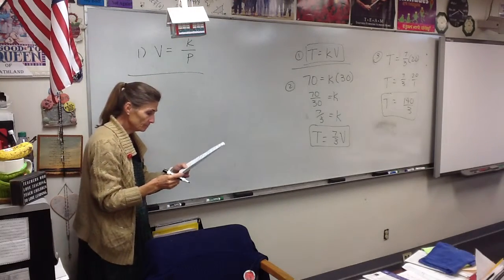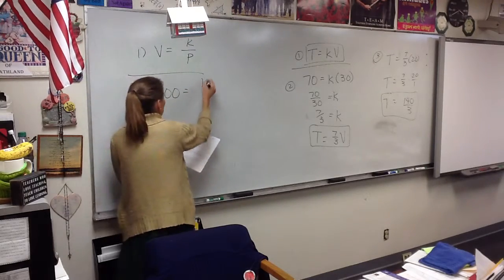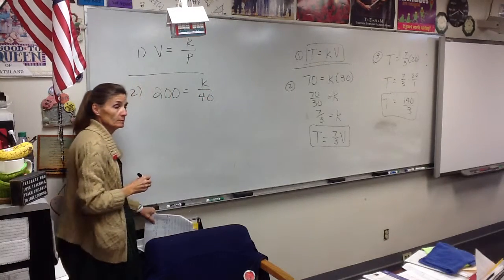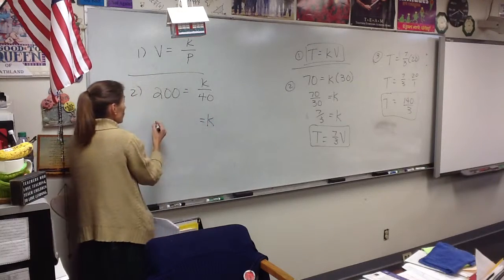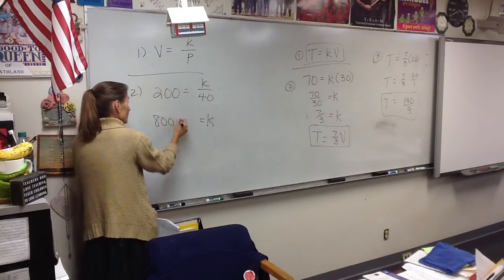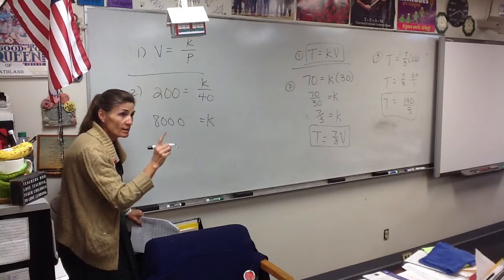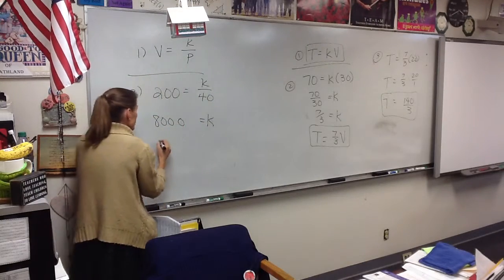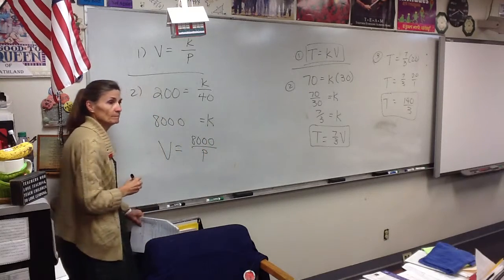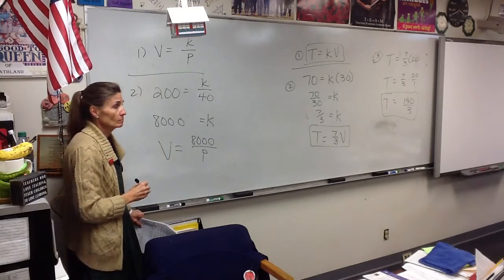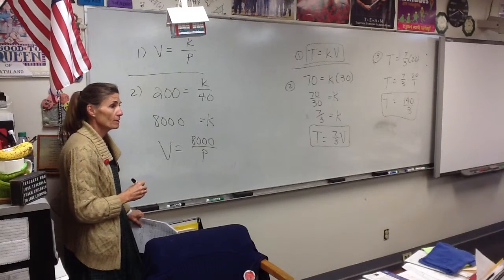Okay, so now ready for part 2. What did it tell me? If the volume is 200, the pressure is 40. Which means K equals a big number, 8,000. So what's my equation? Now I know K is 8,000, so V equals 8,000 over P. You okay with that?